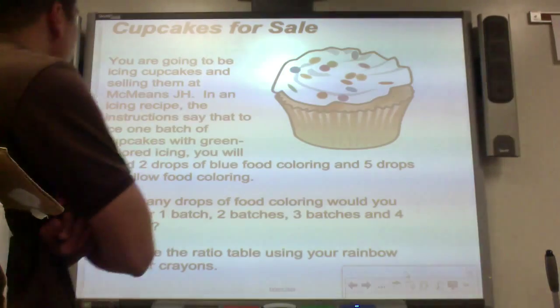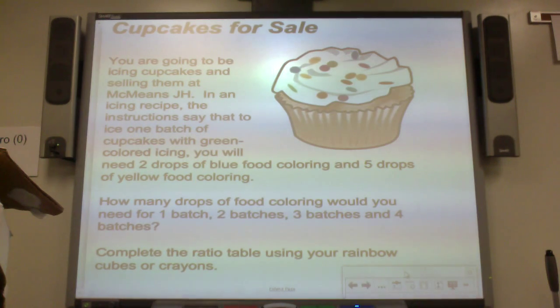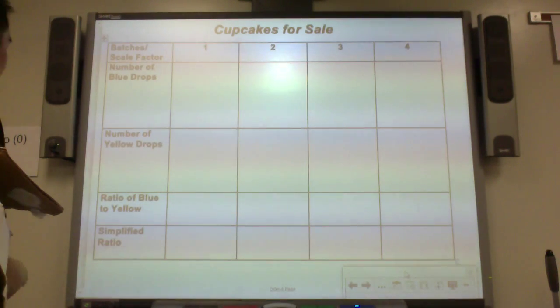All right, so you're going to be icing cupcakes and selling them at junior high. And in an icing recipe, the instructions say that to ice one batch of cupcakes with dream color icing, you would need 2 drops of blue, 5 drops of yellow. How many drops of food coloring would you need for 1 batch, 2 batches, 3 batches, 4? Complete the ratio table. So, number blue.